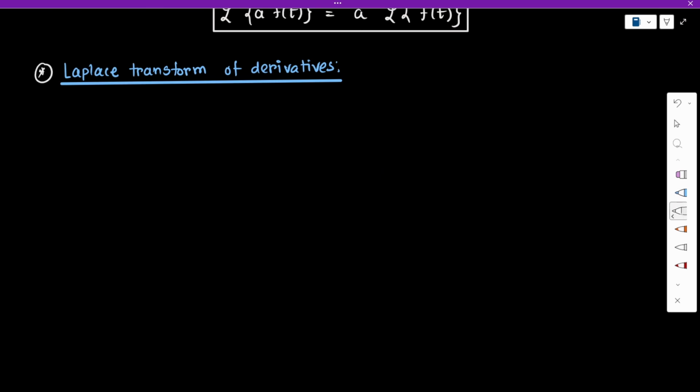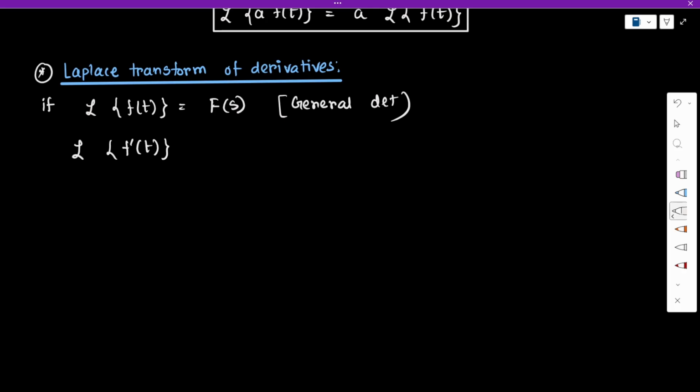Okay, so now we're going to talk about the Laplace transform of derivatives. First of all, let us introduce the theorem to you, and then we're going to prove the Laplace transform of derivatives theorem. So if the Laplace transform of the function of t is equal to the function of s, which we have done from the general definition of the Laplace transform, we can say that the Laplace transform of the derivative of a function is s F(s) minus f(0).